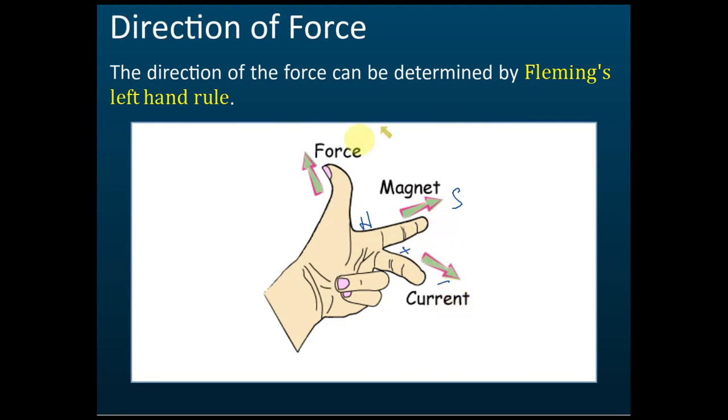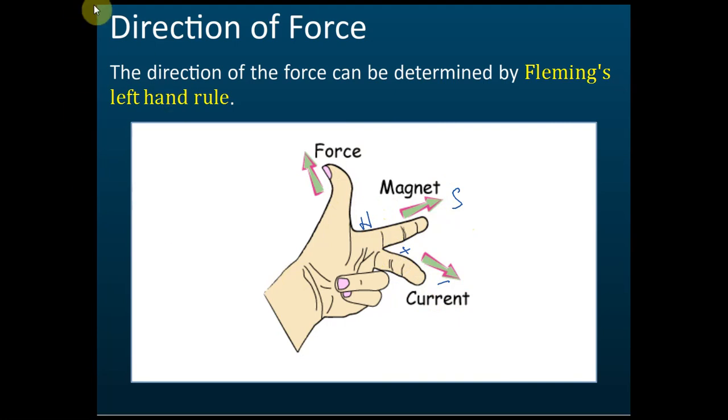So you use your left hand. Then use your thumb, your index finger, and your middle finger. The thumb represents the direction of the force, the index finger represents the direction of the magnetic field, and the middle finger represents the direction of the current. These three fingers are at right angles with each other.